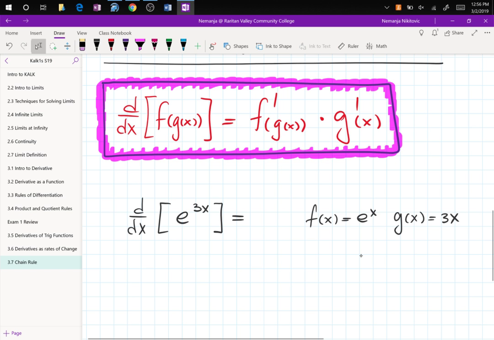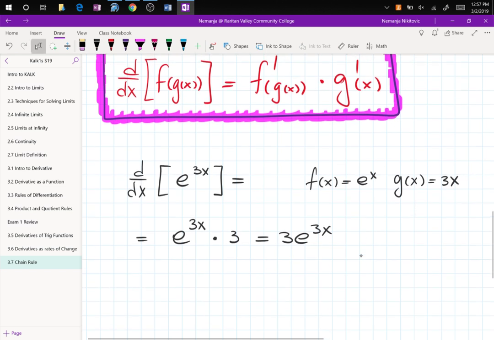So what do I do now? Well, I need to take the derivative of the main function, so that's going to be e to the 3x, because g needs to be plugged in, right? You see, g still needs to be plugged in, and g is 3x. And then I need to times that with the derivative of g. Well, I know that g is 3x, so the derivative of that is 3, to give me 3e to the 3x as we memorized in our formula.